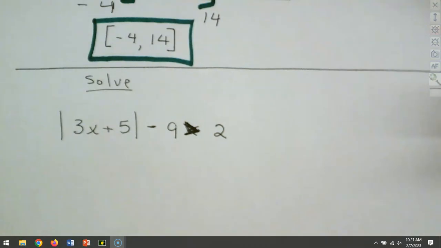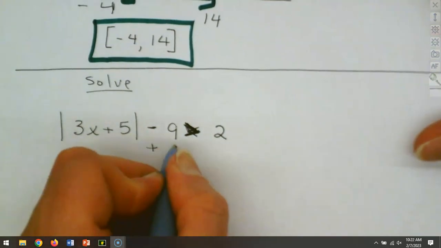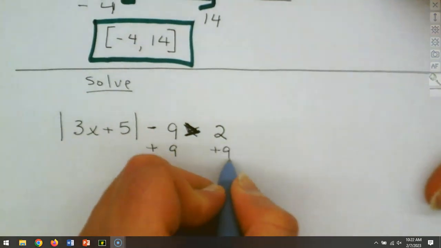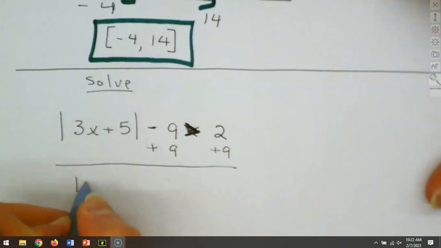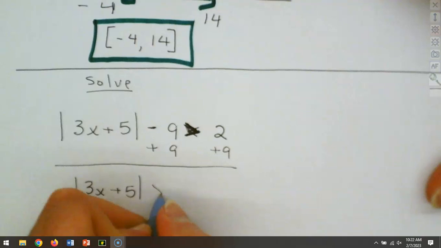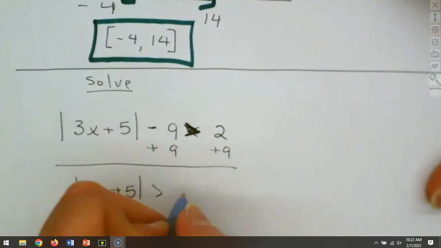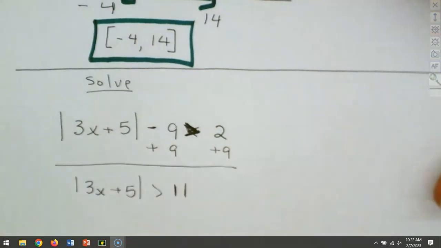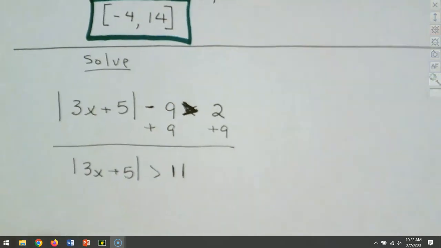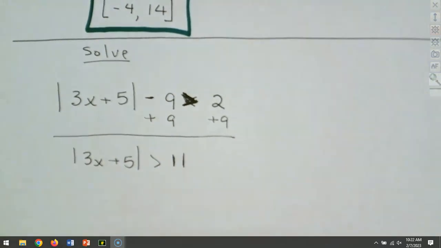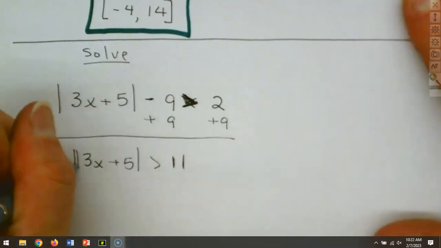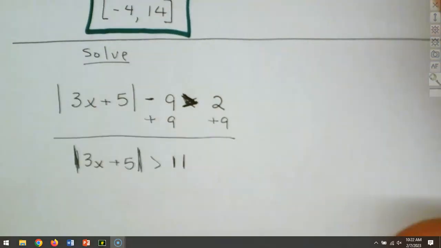Okay, here's where students make a mistake. Before I do anything else, before I start solving it or anything, the first thing I have to do is move that 9 over. Before anything else is done, you have to make sure the absolute value is by itself on the left.